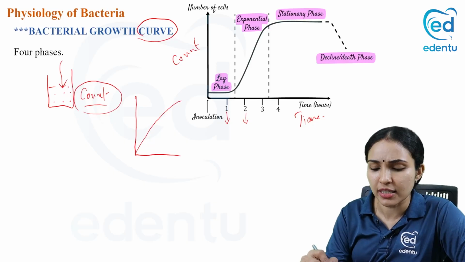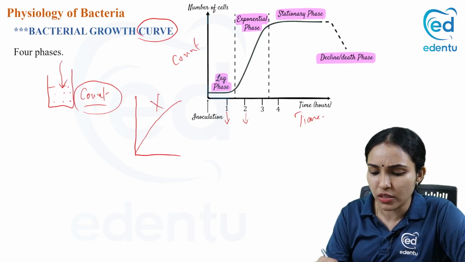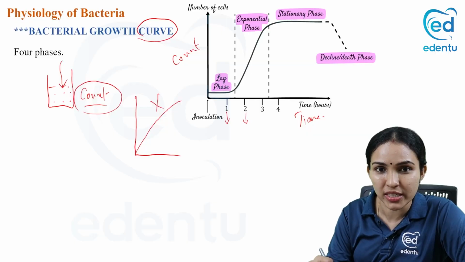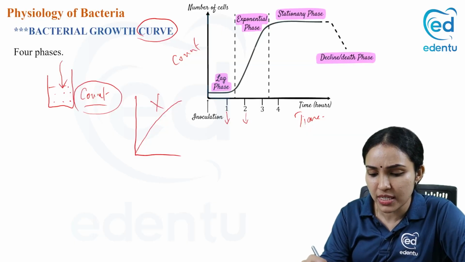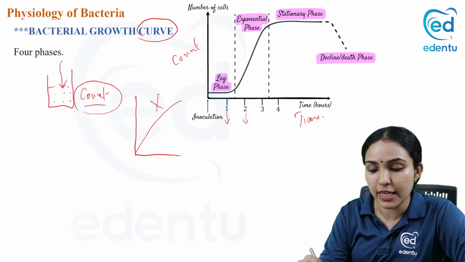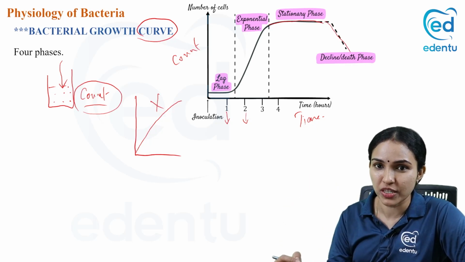But it's not like that. The curve is not like that. You can see initially it is a very lagging phase. There is no increase in number. Then the numbers are increasing exponentially. Then it is remaining stationary, and finally it is coming to a decline phase.